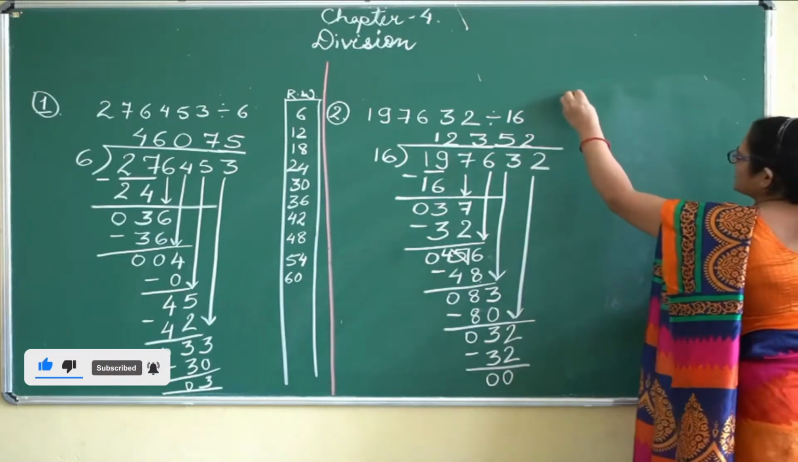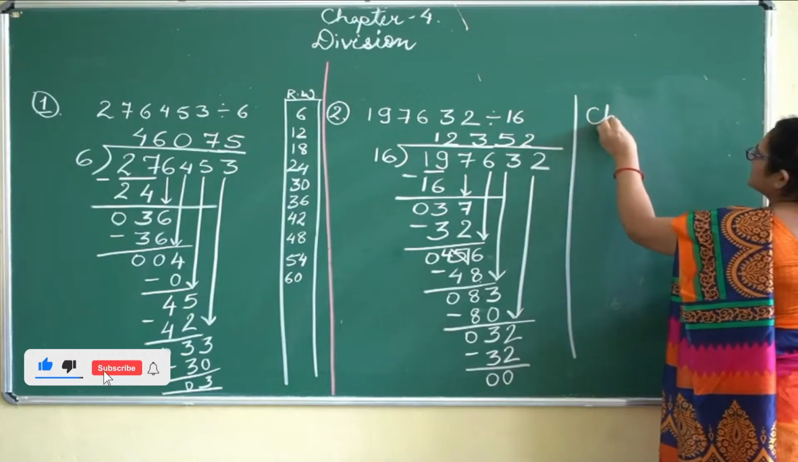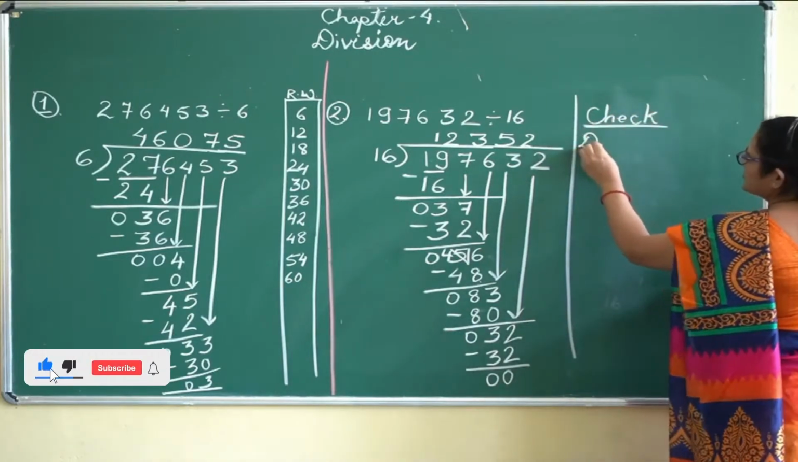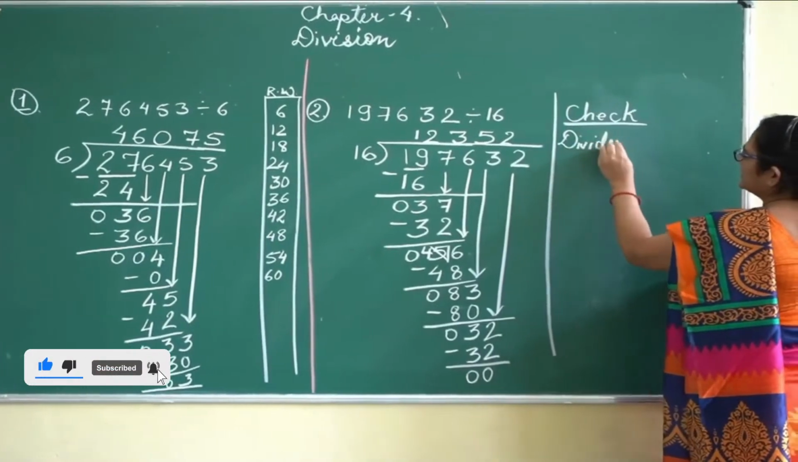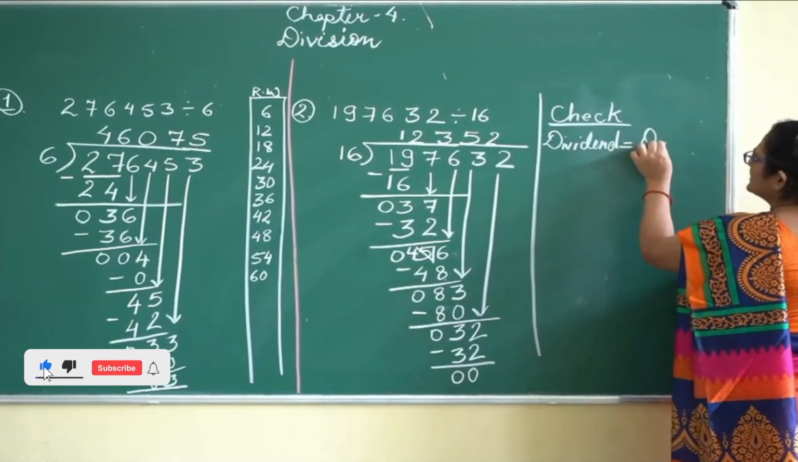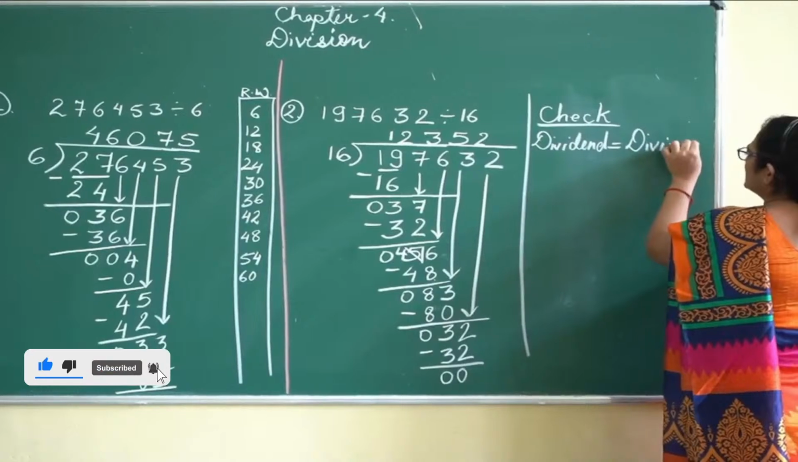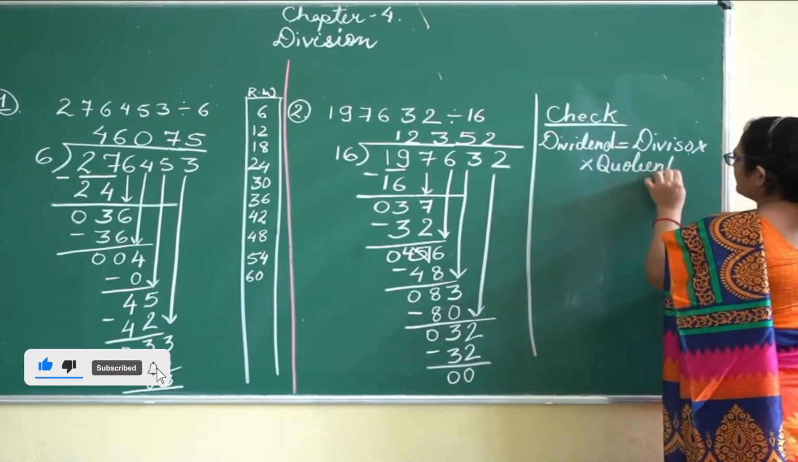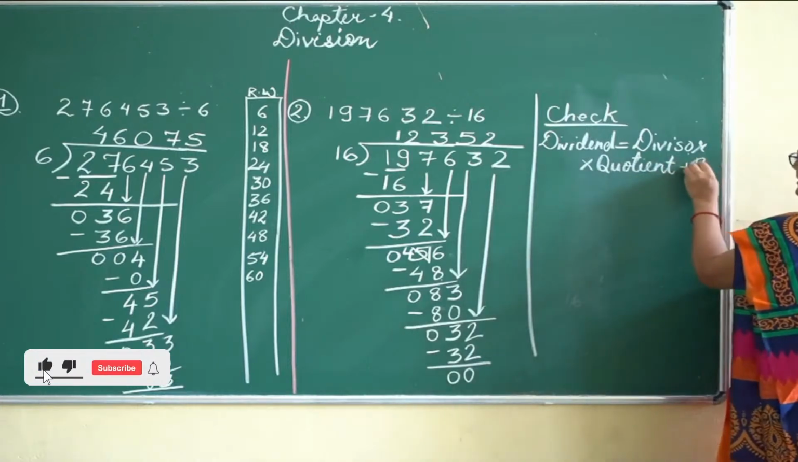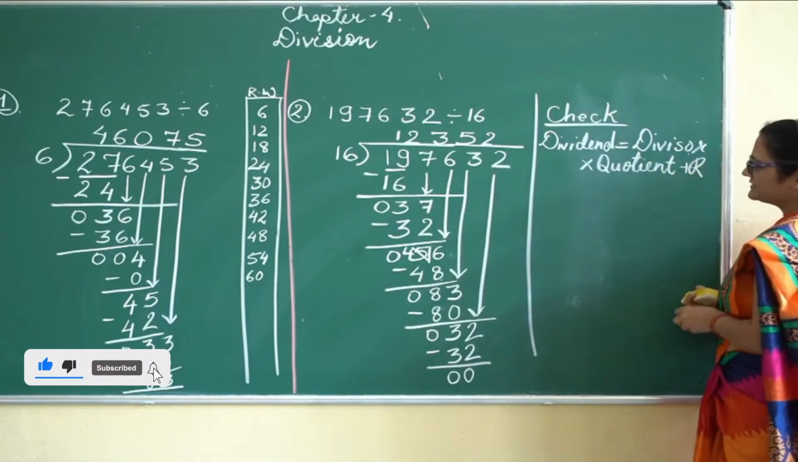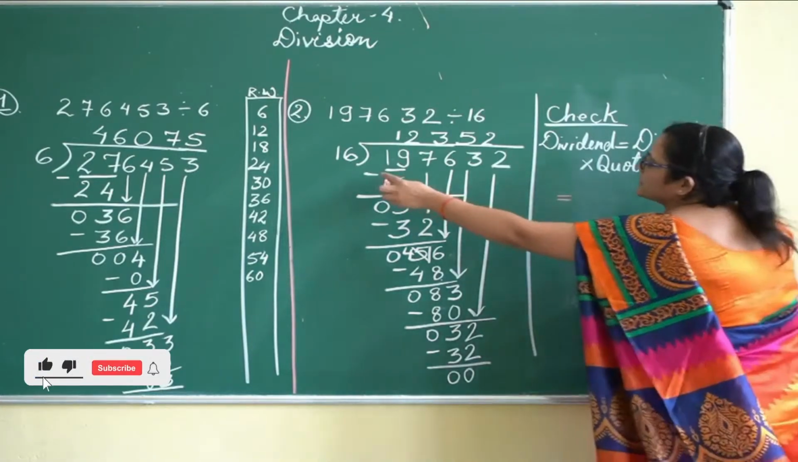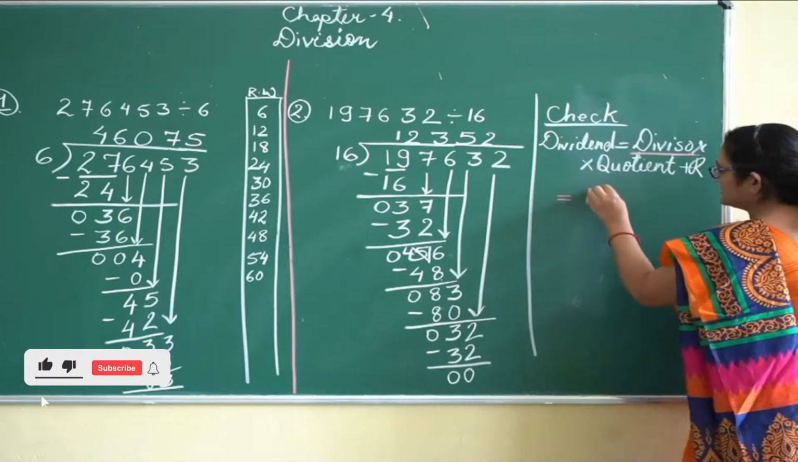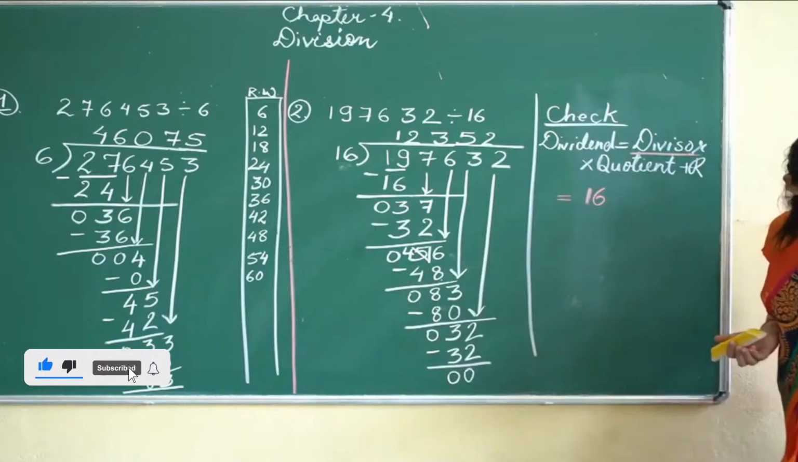Okay. So how will we check? Check. We write: dividend is equal to divisor into quotient plus remainder. What is the divisor? It means the number by which we are dividing. We are dividing by 16, so that is the divisor. 16 is the divisor. What is the quotient here?